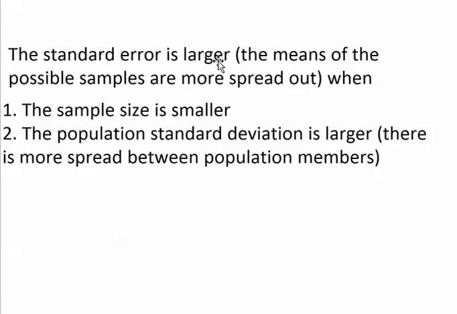The standard error is larger. In other words, the means of the possible samples that could be selected are more spread out and less accurate overall when either the sample size is smaller or the population standard deviation is larger, meaning there's more spread or dispersion between the members of the population that's being sampled. What this is saying is that in either of these two situations, the sample mean is likely to be further away from the population mean, and more error is likely to be expected.